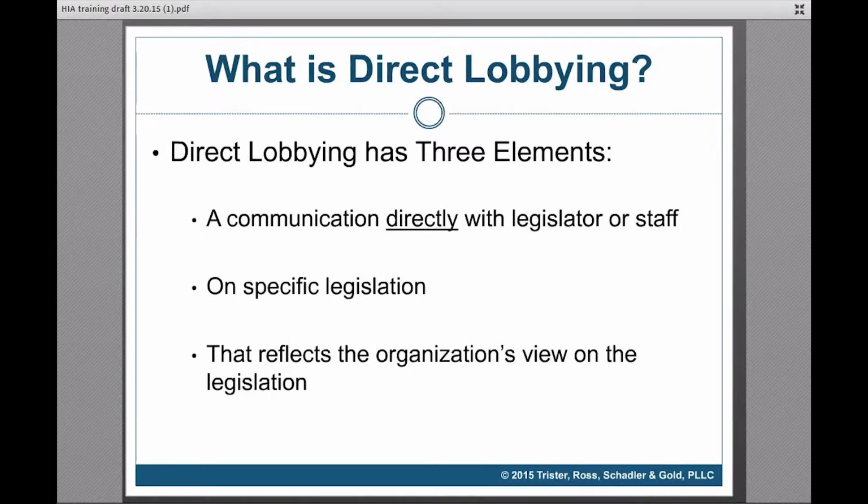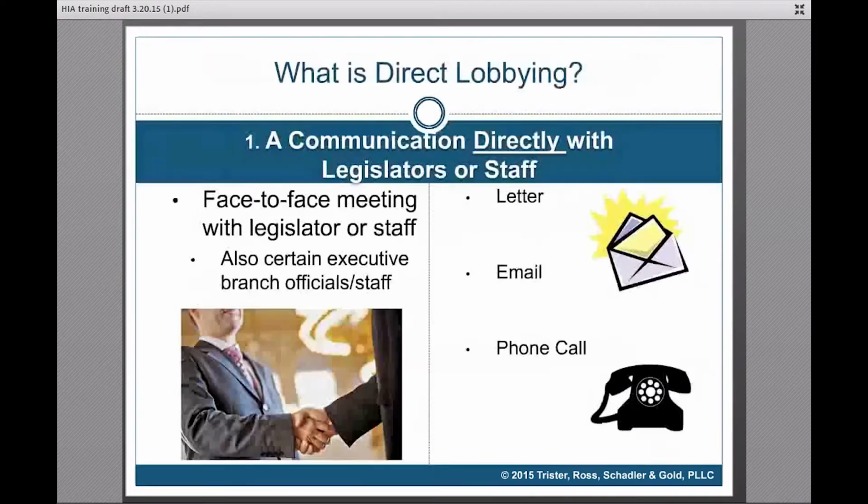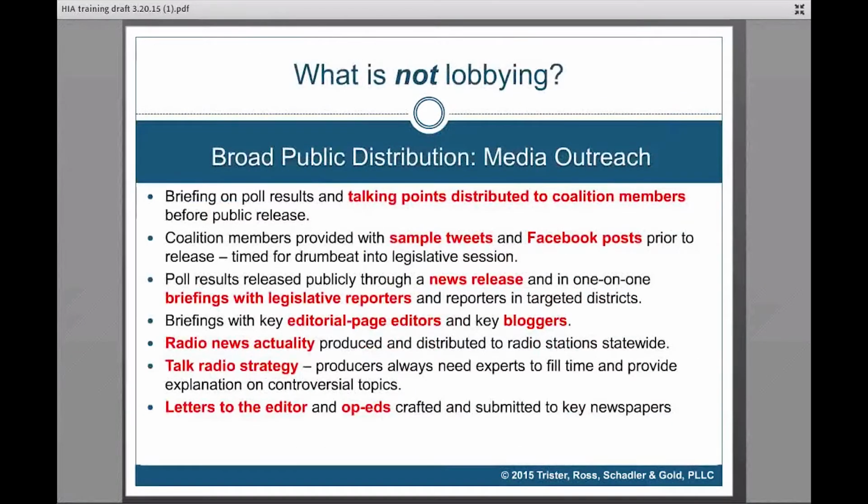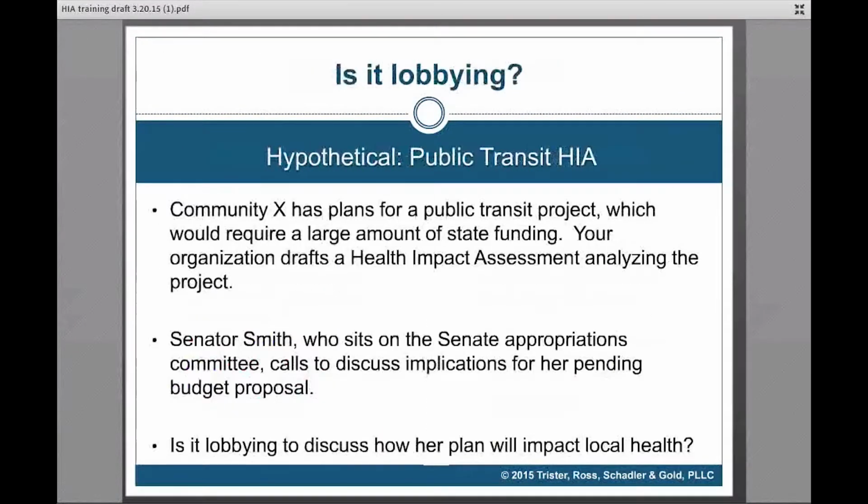Technical advice or assistance is really a very limited exception that may apply to your reports and may apply to your HIAs. I'd urge everyone to have your lawyer review the HIA to make sure that it really does qualify for that exception if you're using it to say that your HIA is not a lobbying expense. In this case with Senator Smith, it would be lobbying because it would be a communication directly with a legislator reflecting a view on legislation if you're talking about how the legislation will impact local health.